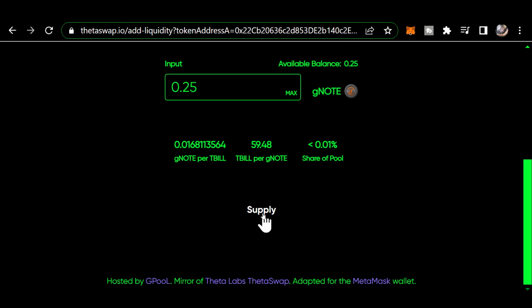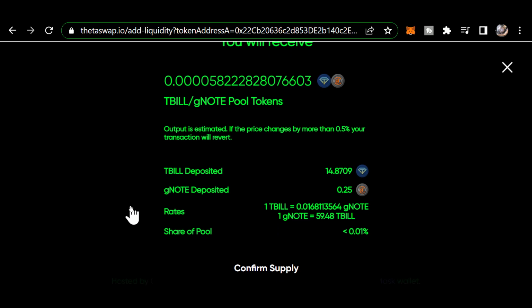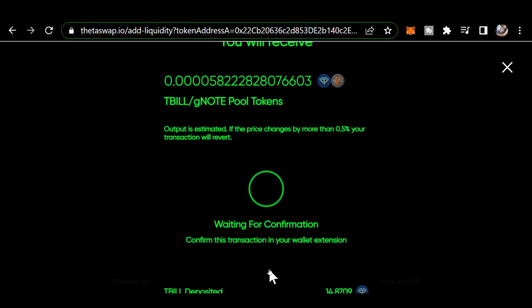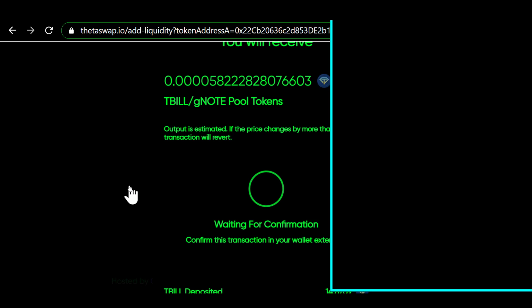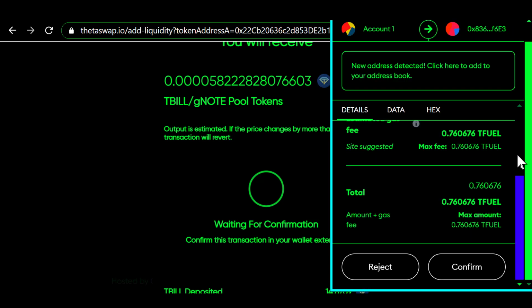So then I'm just going to go down here and click supply, and then it tells you here what the liquidity provider fee is going to be and all that. And then I'm going to confirm the supply, and it'll pop up the MetaMask wallet for me to confirm it. And there's the MetaMask wallet. Okay, it's up, and I'm going to confirm.